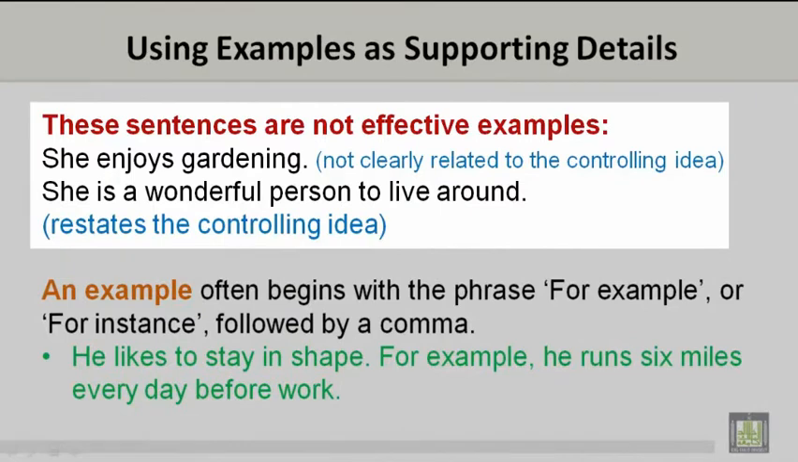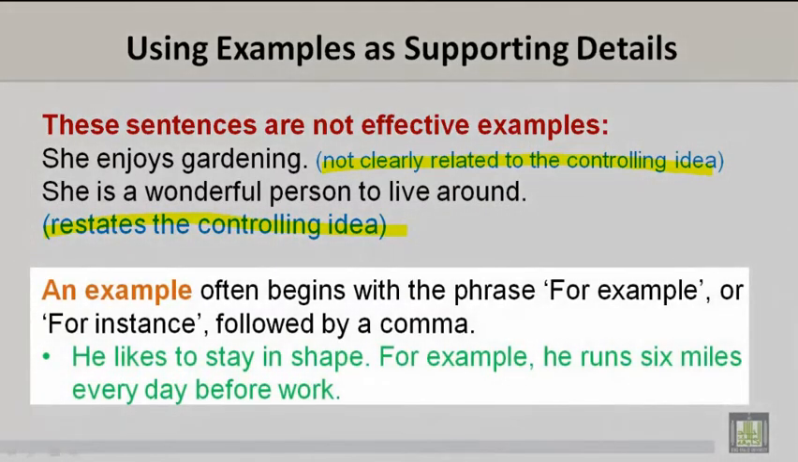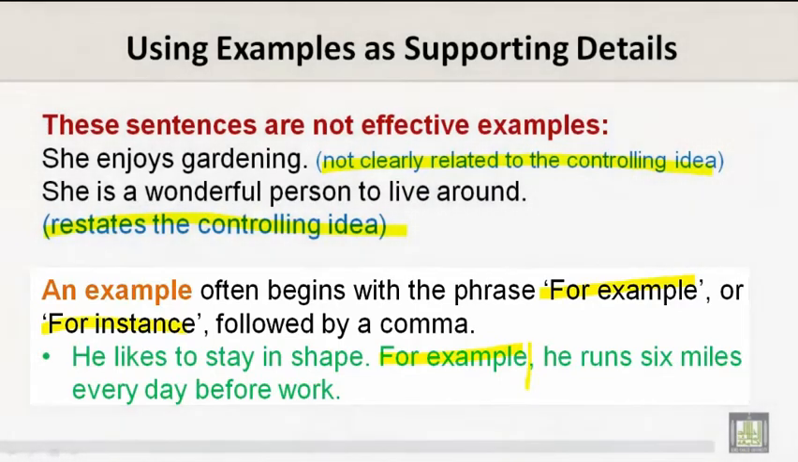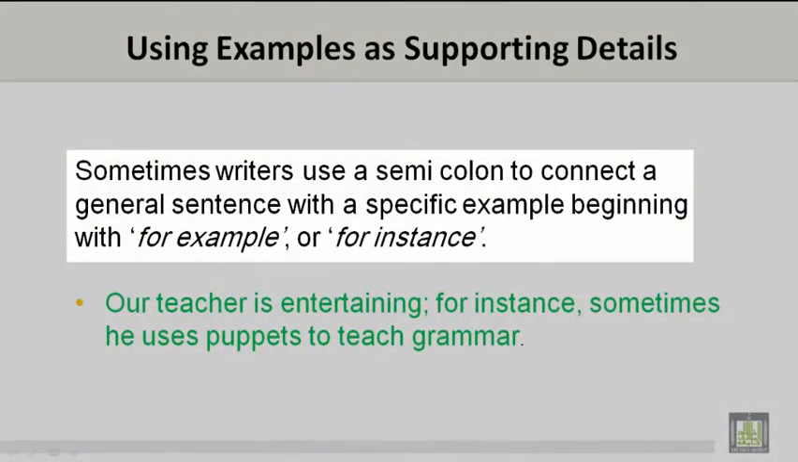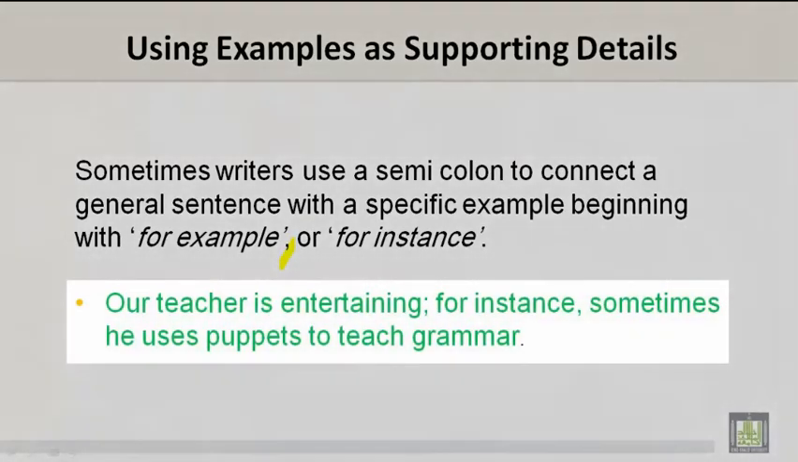She enjoys gardening. This is not clearly related to the controlling idea. She is a wonderful person to live around. This just restates the controlling idea. An example often begins with the phrase, for example, or for instance, followed by a comma. He likes to stay in shape. For example, he runs 6 miles every day before work. Sometimes writers use a semicolon to connect a general sentence with a specific example beginning with, for example, comma, or for instance. Our teacher is entertaining; for instance, comma. Sometimes he uses puppets to teach grammar.